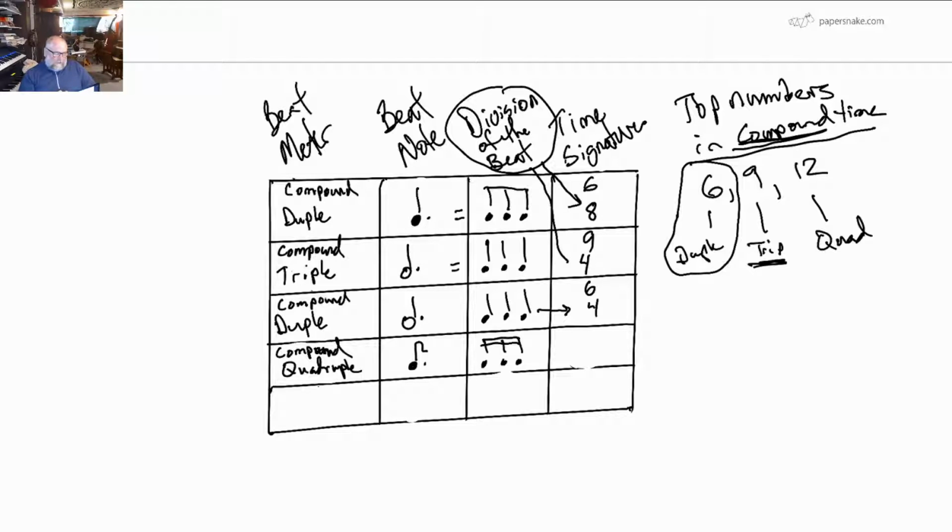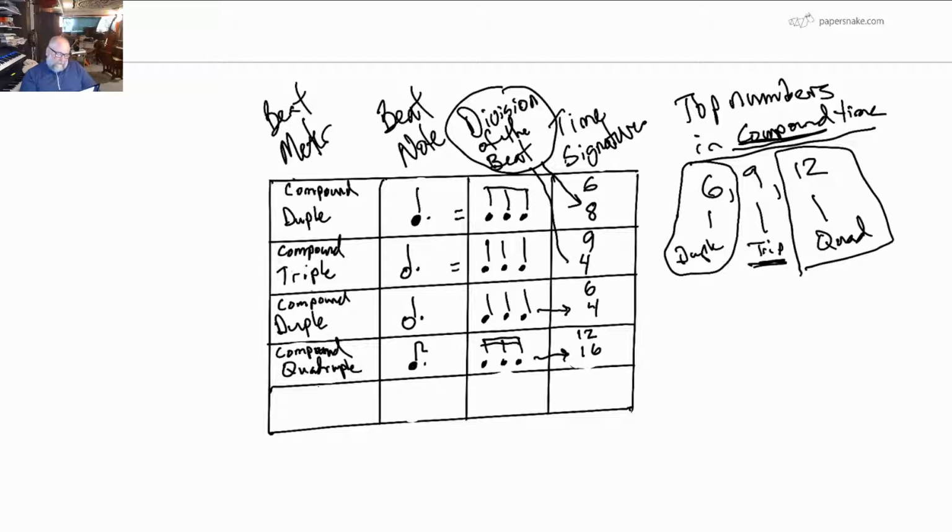And now for the time signature. Compound quadruple means the top number is a 12. And it always will be. The bottom number comes from the division of the beat in compound time. So it's 12/16 time.